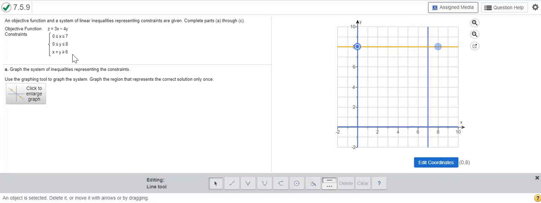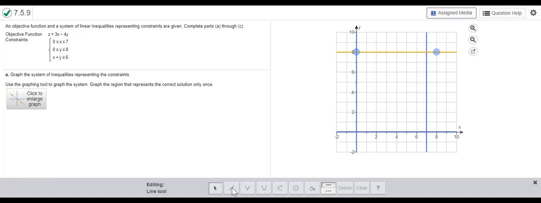So then the third constraint is an equation that has both x and y's in it. To graph that, what I'm going to do is put it in slope-intercept form and then use the slope and y-intercept to graph it. To put that in slope-intercept form, all we would need to do is subtract the x from both sides of the inequality. That would give us y is greater than or equal to a negative x plus 6. So that means that our y-intercept is at 6.